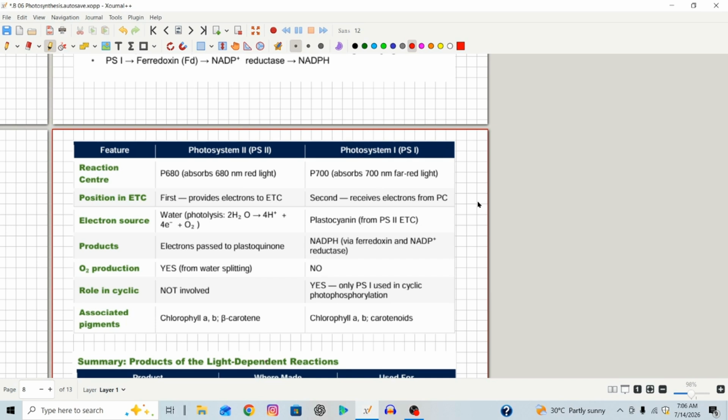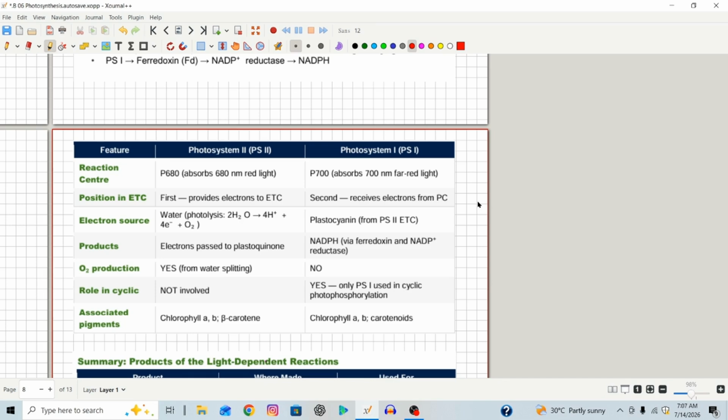The electron source for photosystem 2 is water, right? Photosystem 2 gained electrons from the water. After water was broken down, photosystem 2 accepted its electron, while photosystem 1 actually accepts the electrons from photosystem 2, and from photosystem 2 it goes through a chain reaction, and from plastocyanin it goes towards photosystem 1, right? About the products, the electrons are made by photosystem 2 and they will be moved towards the plastoquinone, and the final product of photosystem 1 is NADPH. Is oxygen produced? Yes, for photosystem 2. For photosystem 1, no, there is no oxygen produced.